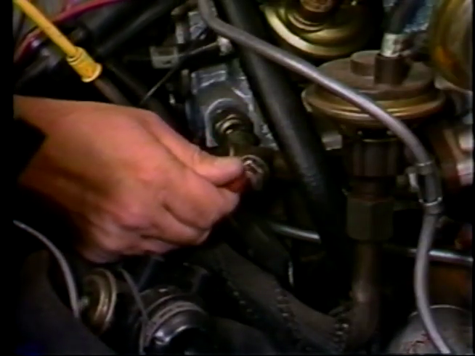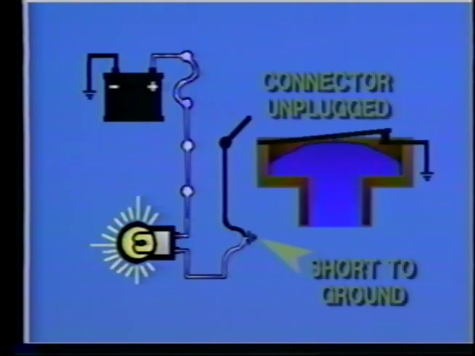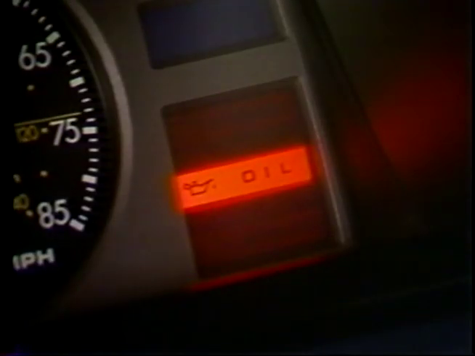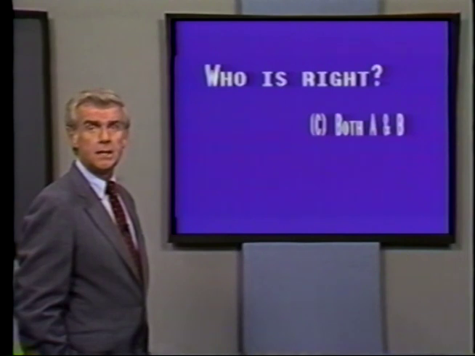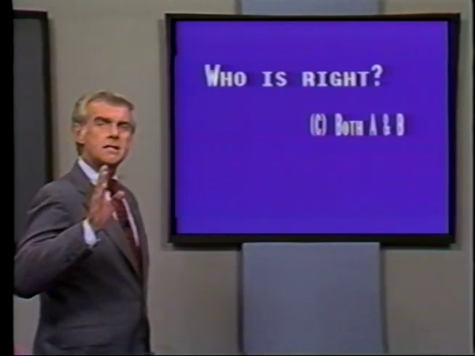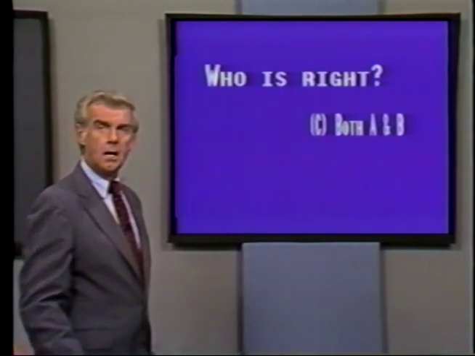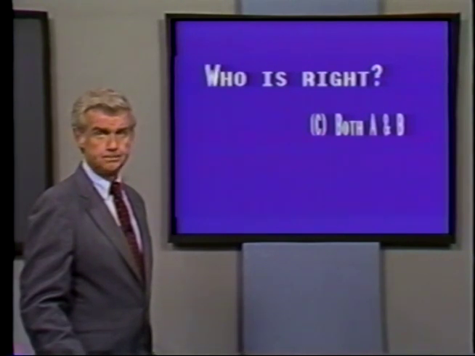If you unplug the connector at the oil pressure switch and the light still stays on, then there's a short to ground at some other place in the circuit. If the light goes out, suspect a faulty pressure switch, which can be quickly replaced with another for a simple diagnosis. The answer to the comparative statement is C, both A and B, in that each technician states a cause for the warning light to remain on during engine running.